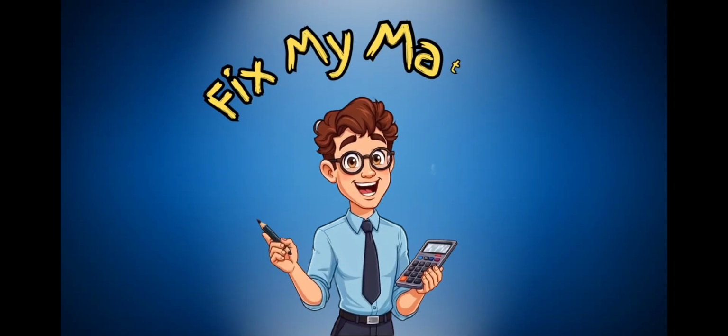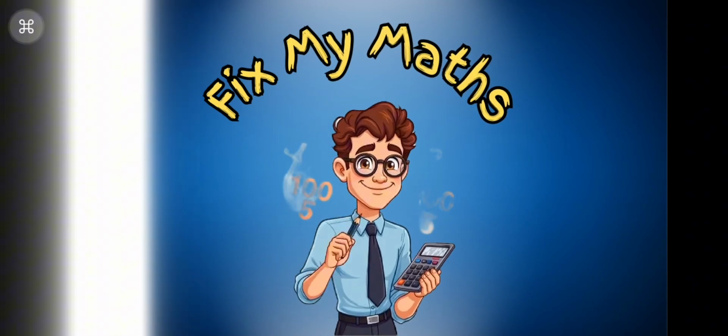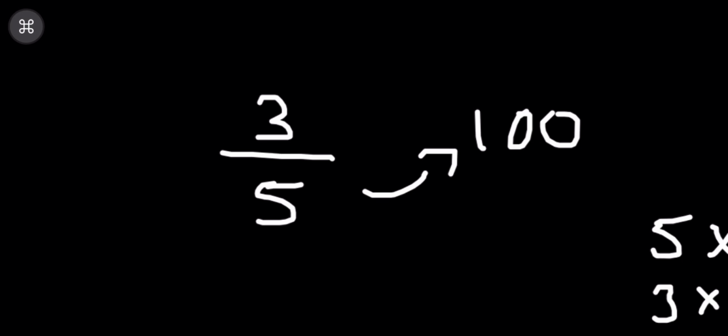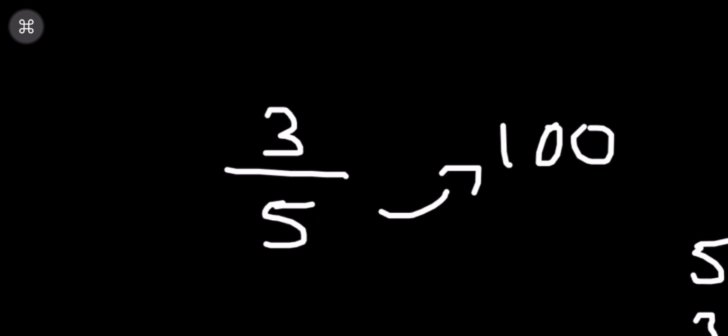Always turn the fraction into a denominator of 100 first. Converting by equivalent fractions. This method is great when the bottom number is easy to scale to 100. The idea is simple. Make the denominator 100, and the numerator becomes the percentage. Let's do a clear example.